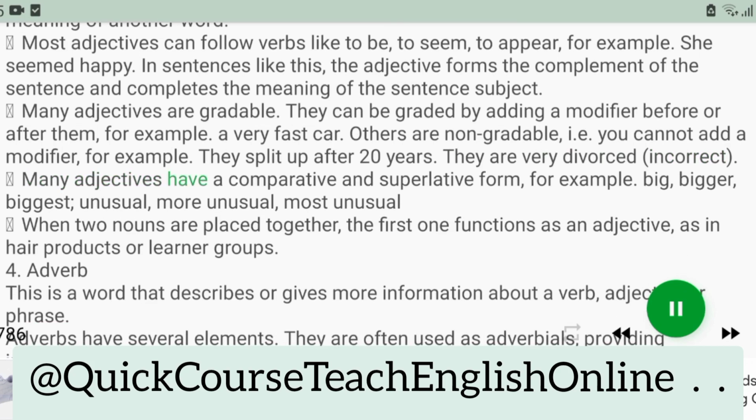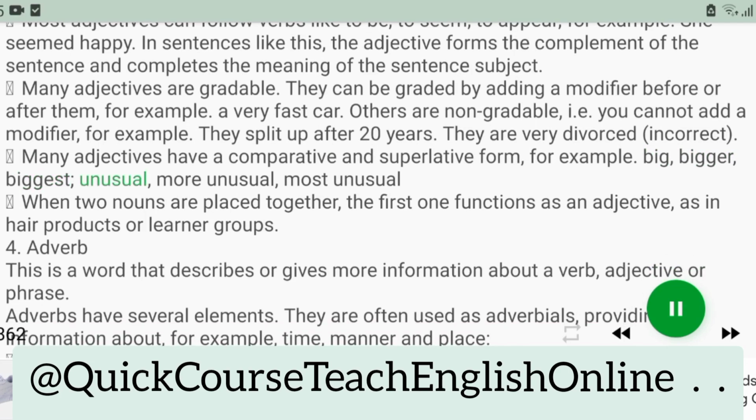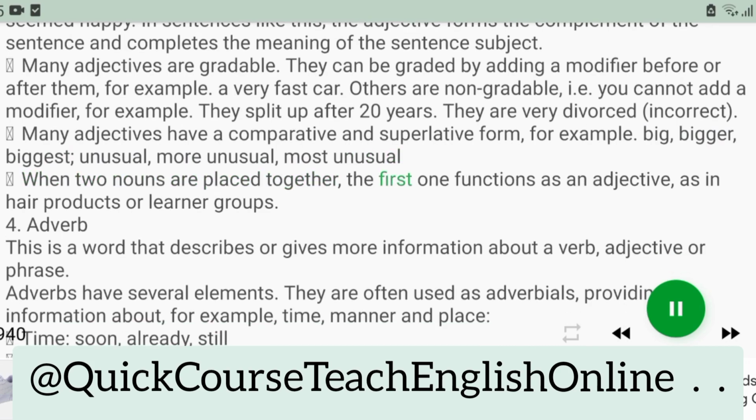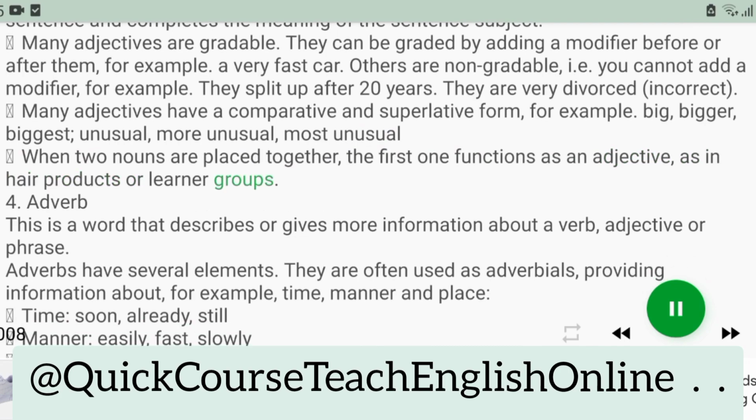Many adjectives have a comparative and superlative form, for example, big, bigger, biggest. Unusual, more unusual, most unusual. When two nouns are placed together, the first one functions as an adjective, as in hair products or learner groups.